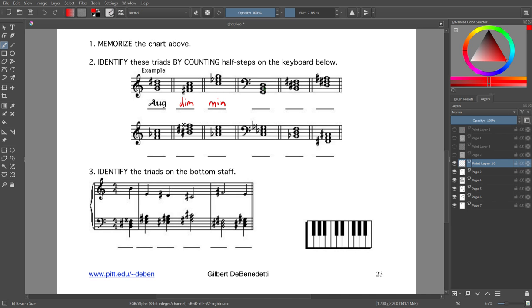Next one, we have G, B, and D, bass clef. Let's count our half steps. 1, 2, 3, 4, major third. So right now we can eliminate the minor triad and the diminished triad. Now, depending on what this next third is, it's either going to be major or augmented. 1, 2, 3. That is a minor third. So it can't be augmented, therefore it is a major triad.